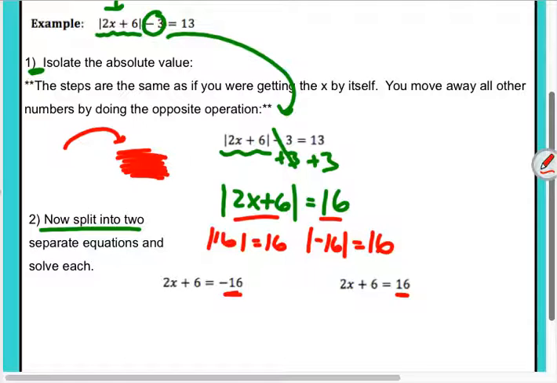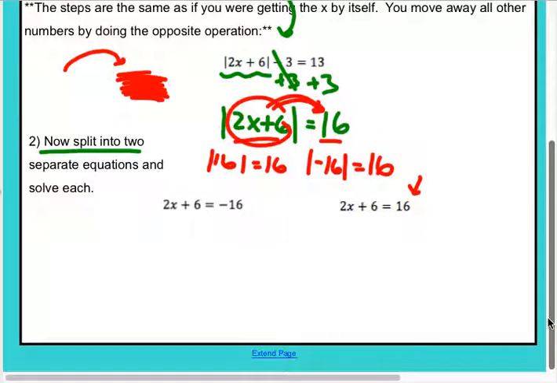You usually do the positive first and the negative second, but it really doesn't matter. You just basically got to take everything inside there now and set it equal to 16, right here, the positive part, and set it equal to also negative 16, the negative part of that answer. And then solve these two equations, and that's pretty much it. Now we're just going to solve them like you would solve a regular equation because we've pretty much taken them out of the absolute value.